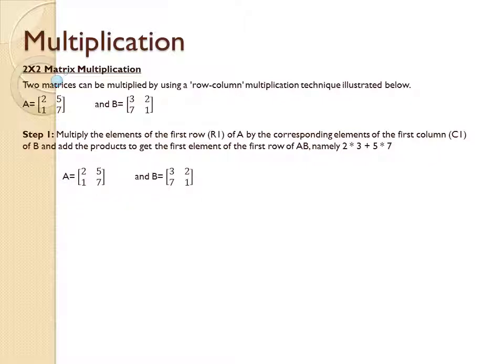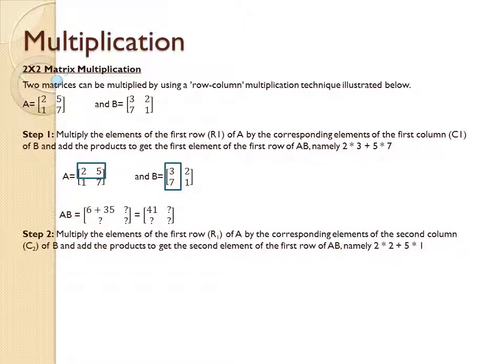How are we doing these things? Let's say A and B we have taken. Now the first row of the first matrix is 2, 5. The first column of the second matrix is 3 and 7. Now it will be 2 into 3 plus 5 into 7. So 2 into 3 is 6, plus 5 into 7 is 35. The rest of the things we still don't know. So 6 plus 35 equals 41. So 41 I am writing over here.